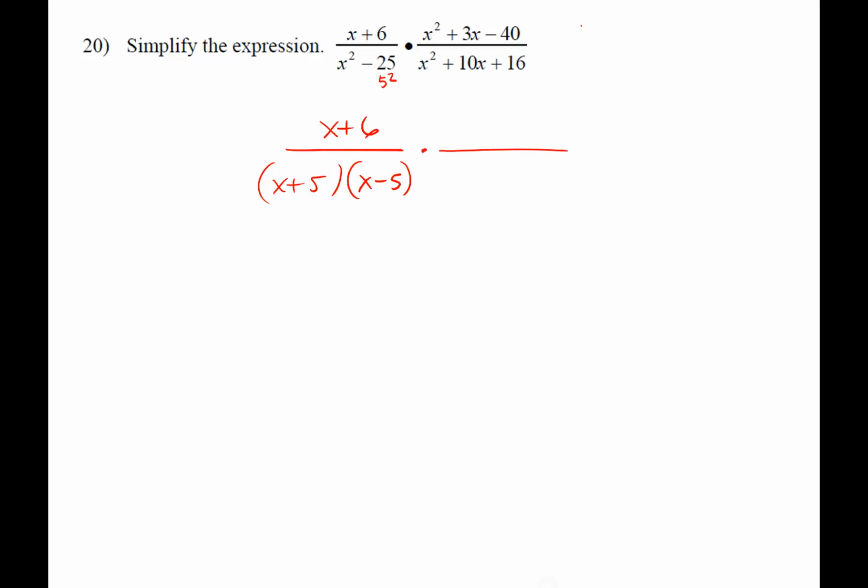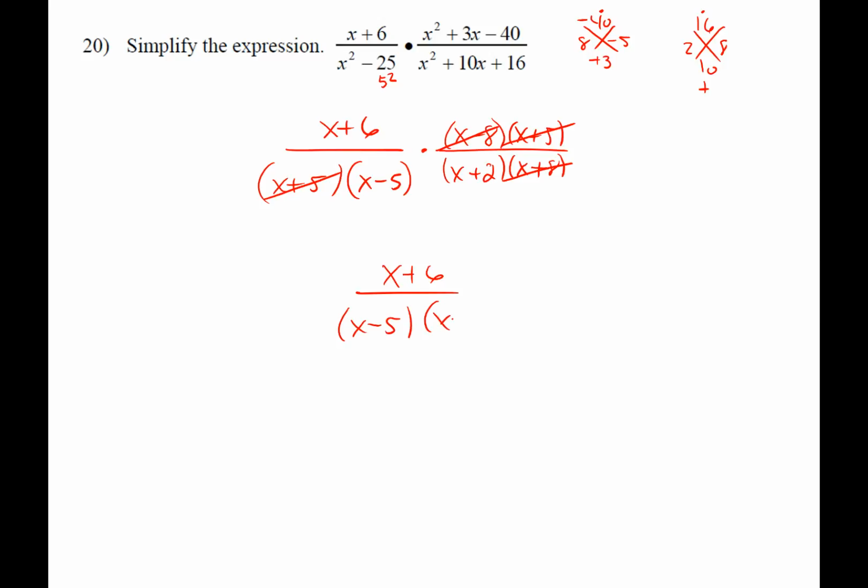The second fraction, the numerator, multiply to make negative 40 and add to make positive 3. And so when I do that, let's see, 8 and 5, there we go. So it looks like 8 and negative 5. So x minus 5 and x plus 8. Then the denominator, multiply to make 16 and add to make 10. Looks like 2 and 8. There. So x plus 2 and x plus 8. Then look for things to cancel. The 8's cancel. The plus 5's cancel. And I'm left with x plus 6 over x minus 5 and x plus 2.